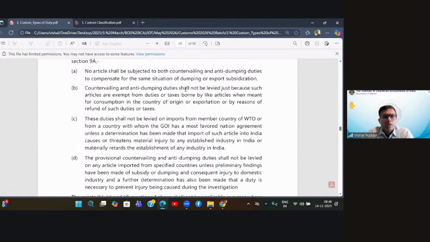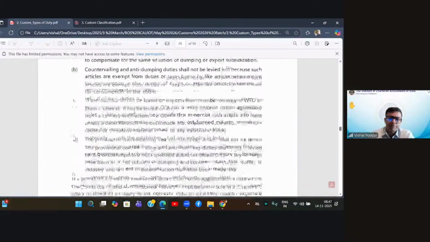Further, both duties shall not be levied just because such articles are exempt from duties or taxes borne by similar goods when meant for consumption in the country of origin, or exportation, or by reason of refund of such duties or taxes. So again, the reason is single, that these goods when exported are enjoying some export benefits, which normally happens. This should again not lead to levy of both the duties.